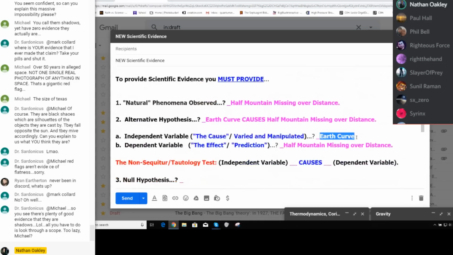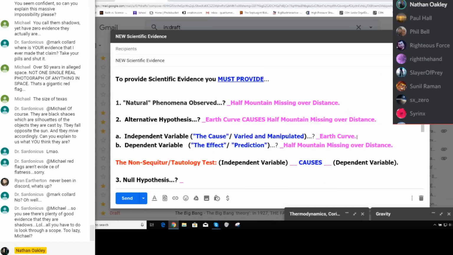Can you do that? Yeah, absolutely. Oh, you can. How are you going to do that? Who's laughing? You can vary and manipulate the Earth curvature? No, you can vary and manipulate the distance to the object. No, that's not true. We can stop right there. Your independent variable is not distance here. It's Earth curve. Now, Earth curve is what you're attempting to prove. So this is overall begging the question, and you can't manipulate Earth curve.